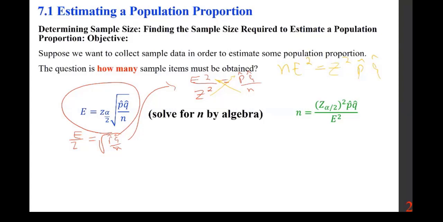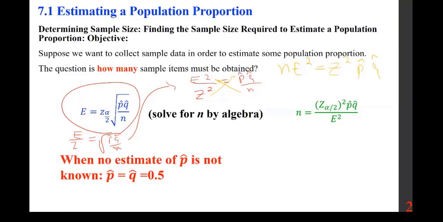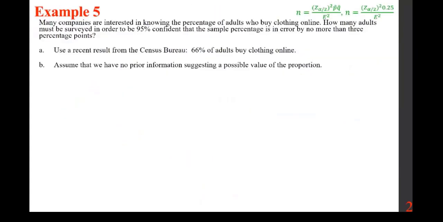Now, what if we don't know anything about p hat and q hat? We go with the worst scenario. What is the worst scenario? P hat equals q hat. So if you replace p hat and q hat with 0.5, then p hat times q hat is 0.5 times 0.5, and that's 0.25, and that's how we arrive at this one. I hope it's clear, everybody. You don't have to come up with the formula. The formula is given to you, but I wanted to show how we arrive at it.